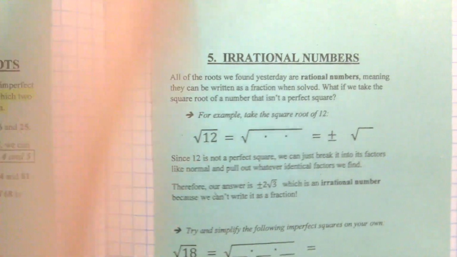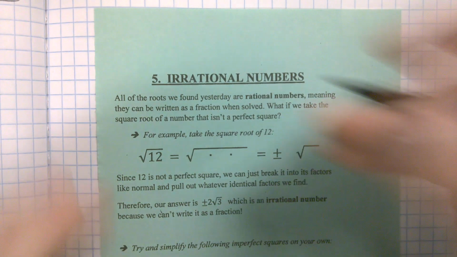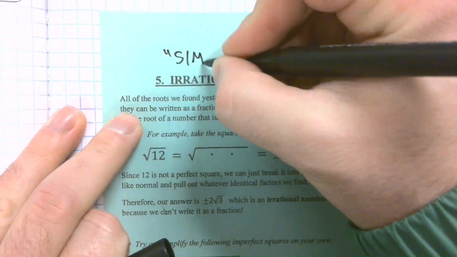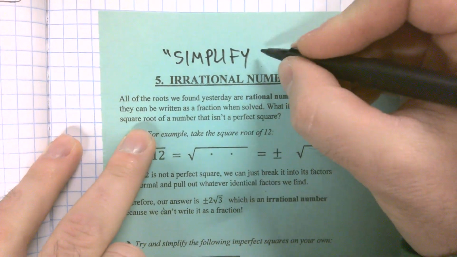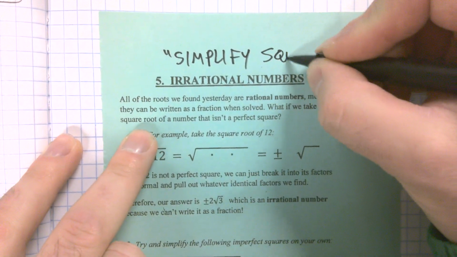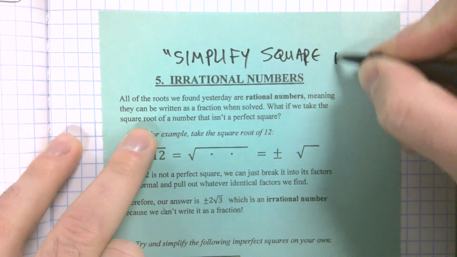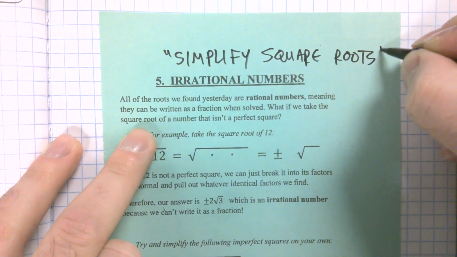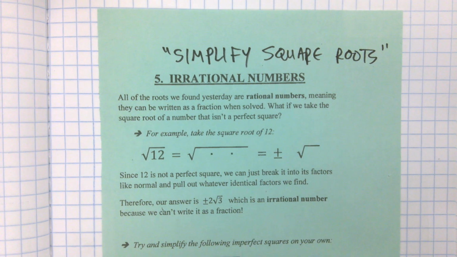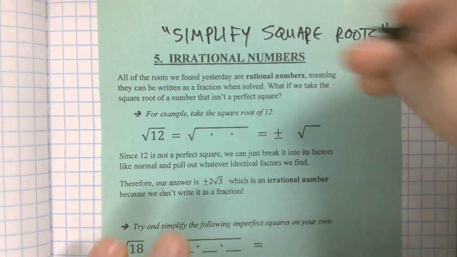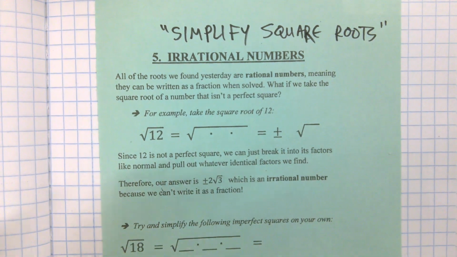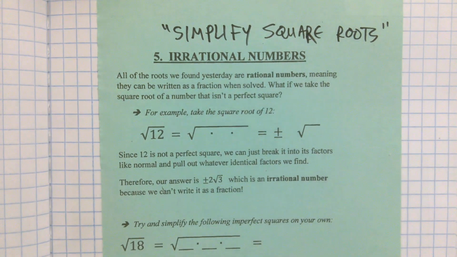now we're not going to estimate, we're going to simplify. So right at the top here, I want you to write in nice capital letters, simplify square roots. It looks like it says, looks like a P. There we go. Simplify square roots.